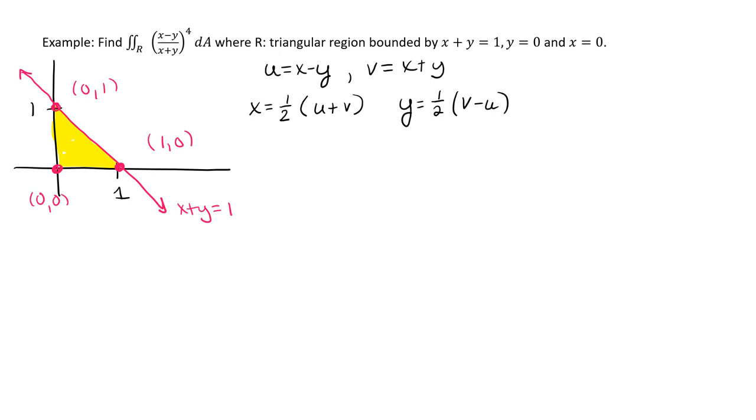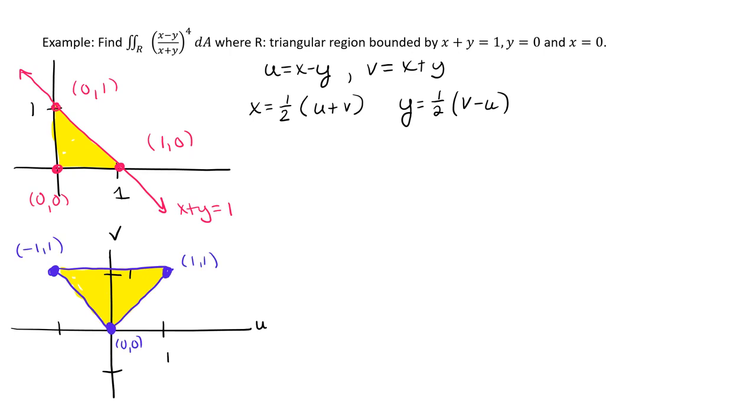So if we solve these for x and y, we get x equals 1/2 u plus v, and y equals 1/2 v minus u. So I'm going to redraw the region in the UV plane. And so how did I do this?